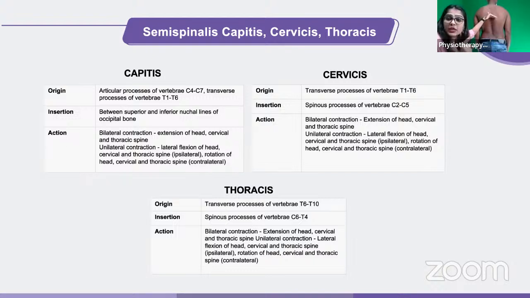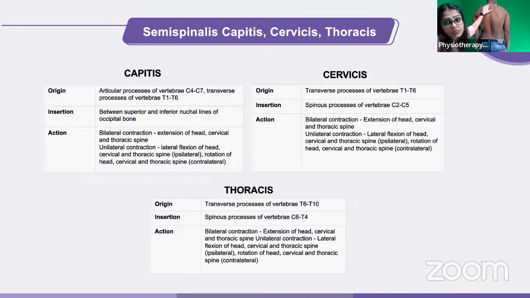If you go back and see all the cervicis and thoracis parts, from half the thoracic vertebrae, cervicis started and got inserted at C2, C3 or C4 cervical vertebrae, right? Now coming to capitis, capitis also starts from T1, T2, T3 or from T6 and it gets inserted again into the cervical region, the upper cervical region. So this is about your semispinalis.